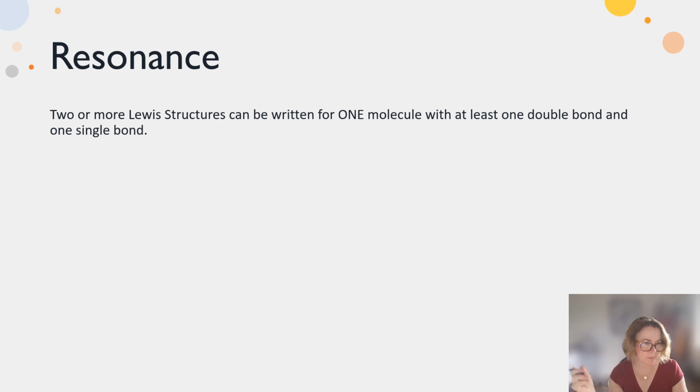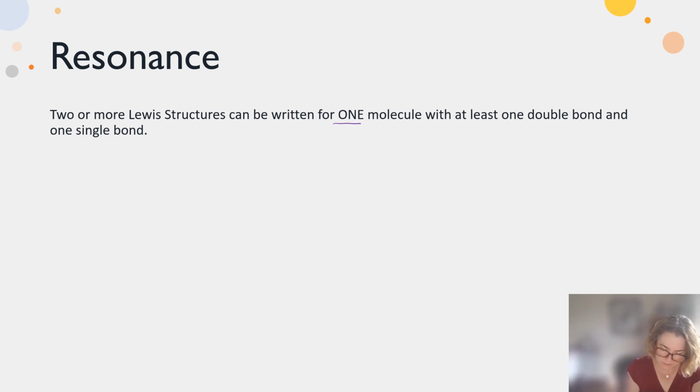Okay, the last topic is something that's a little bit strange. This is something known as resonance. This is when you have two or more Lewis structures that can be written for one molecule with at least one double bond and one single bond. You are going to see this a lot if you move on to 1211. Several of the organic molecules that you'll be talking about and dealing with have resonance. And so it's kind of a nice idea to introduce those molecules so that you get a feel for what they look like.